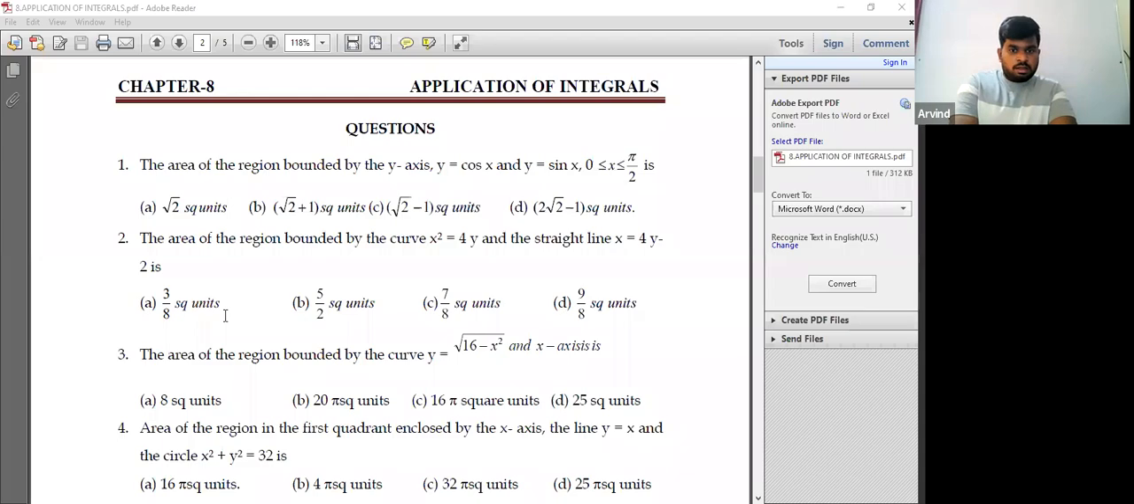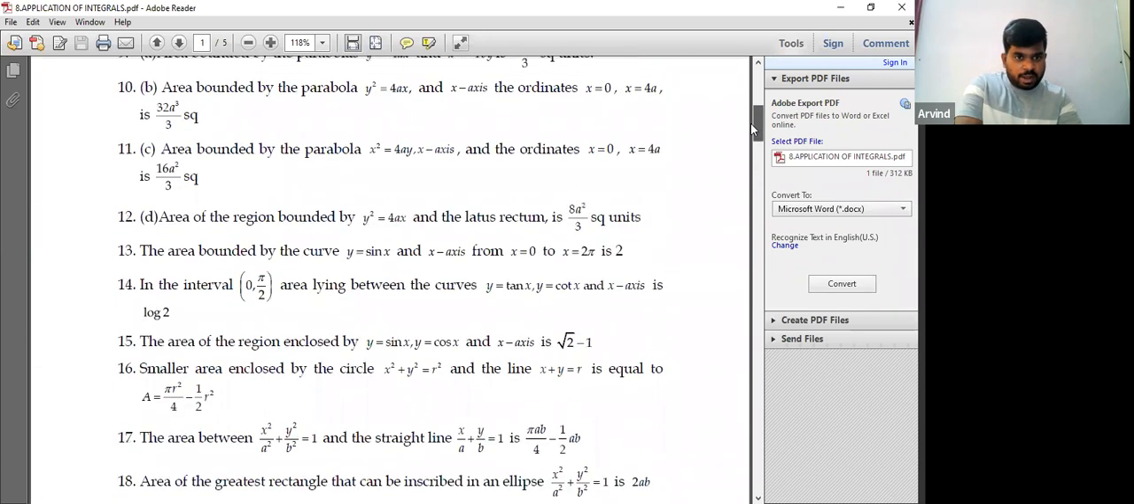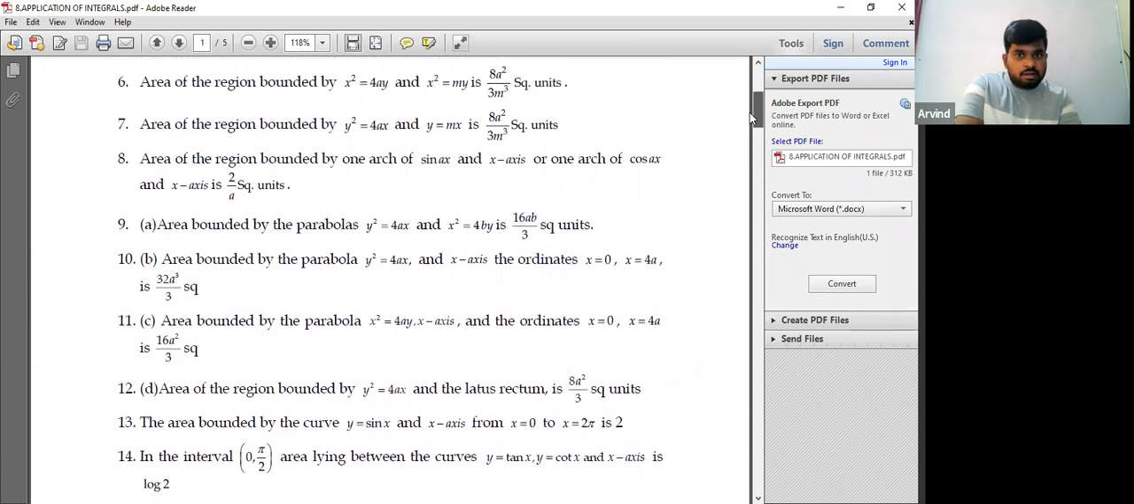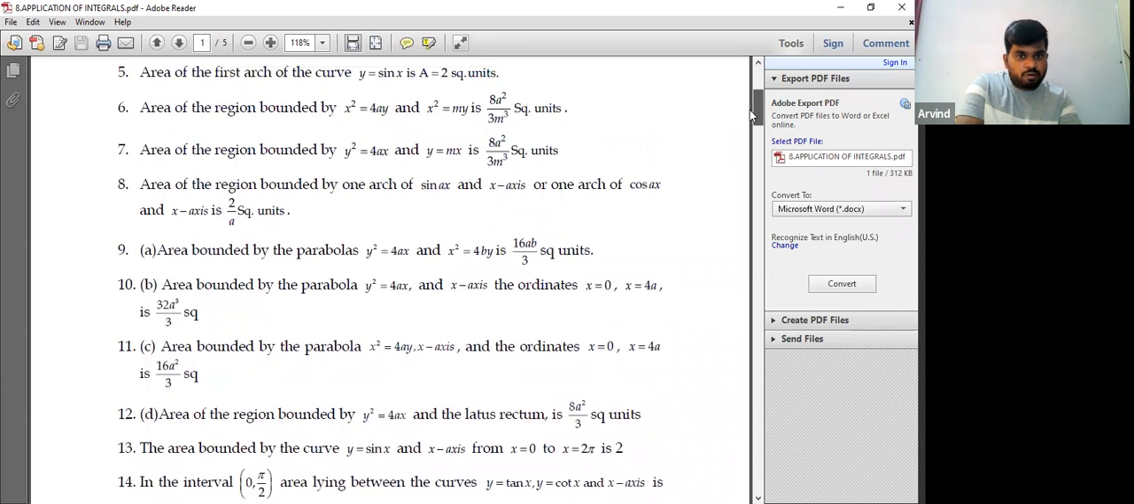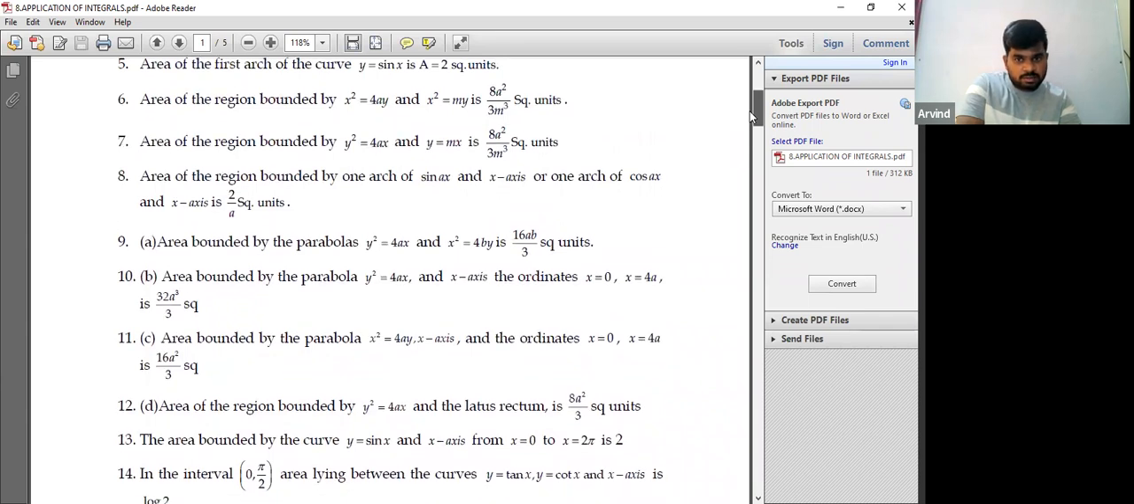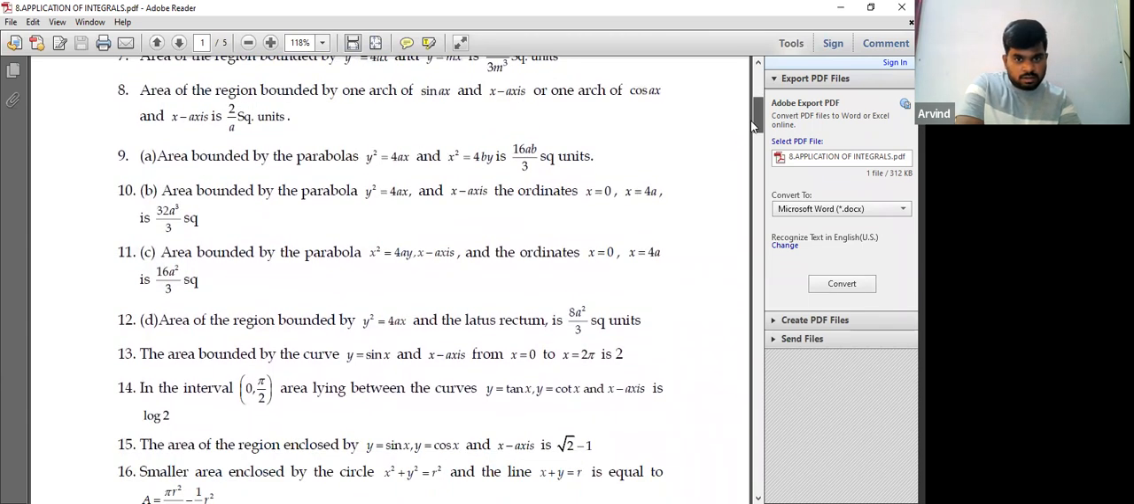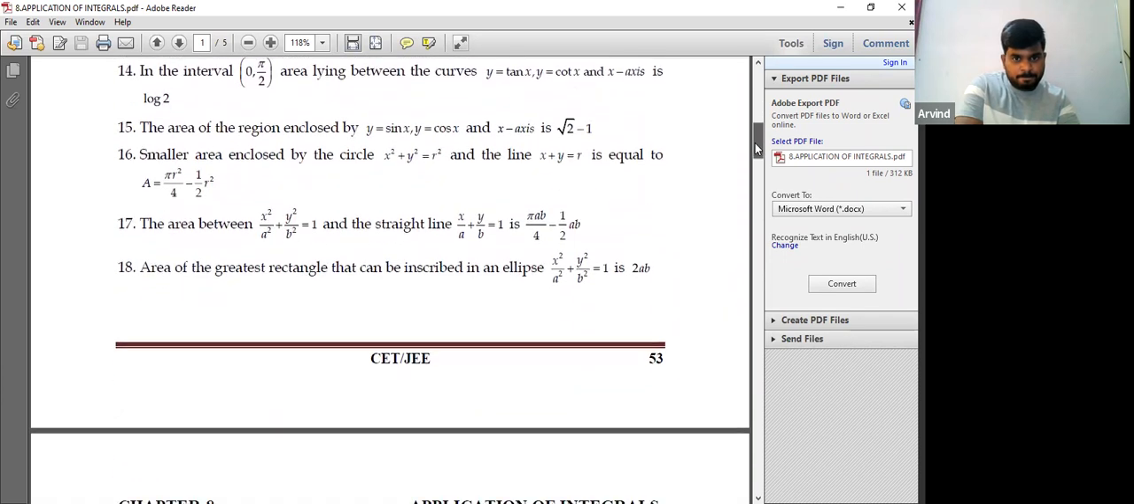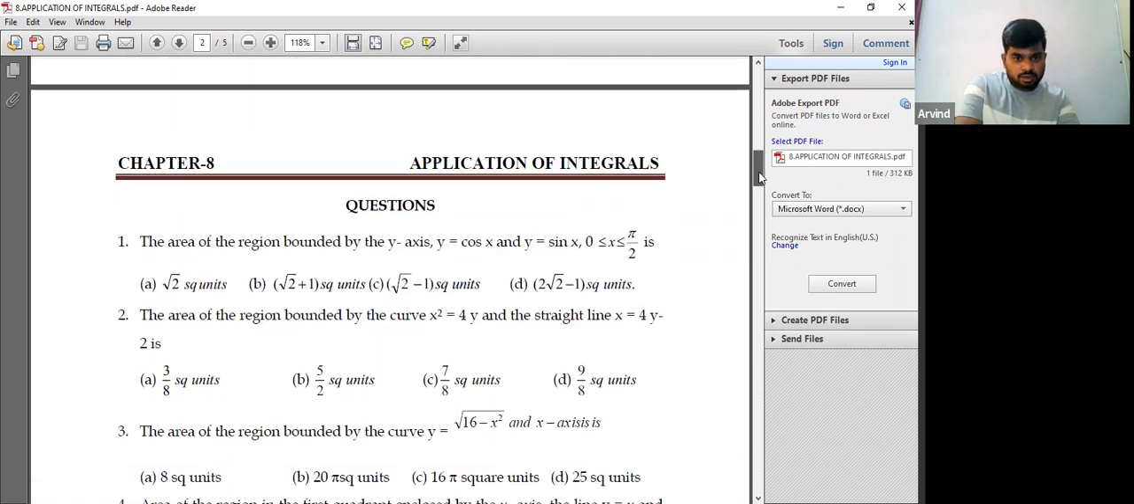Similarly, the area of the region bounded by the curve x square is equal to 4y and the straight line x is equal to 4y minus 2. Okay, the formula we have not written, but let's check it out. Here I have given x square is equal to 4y and y is equal to mx. That's the question. Anyway, we don't have it, so let's solve it.